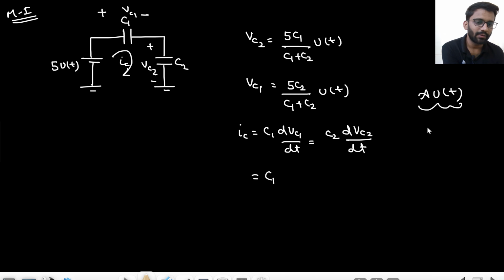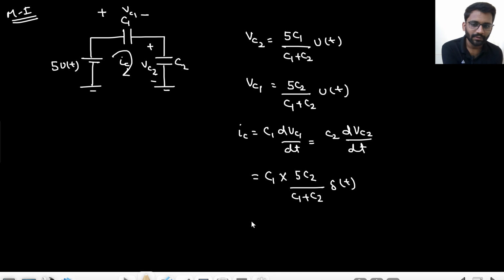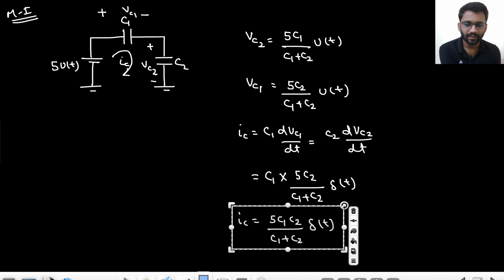What is the differentiation of A into UT? It is A into delta T, right? Differentiation of UT is A into delta T. So simply the differentiation would be 5C2 upon C1 plus C2 into delta T. So what will be your IC? IC will simply be 5 C1 C2 upon C1 plus C2 into delta T. So this is the impulsive current we are having, right?